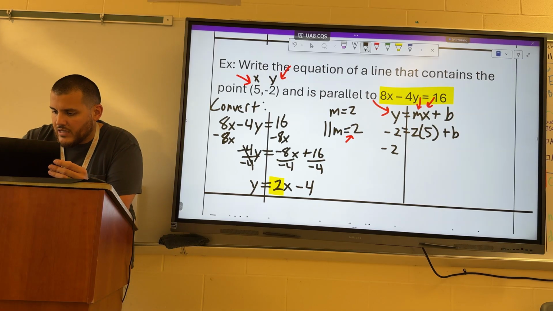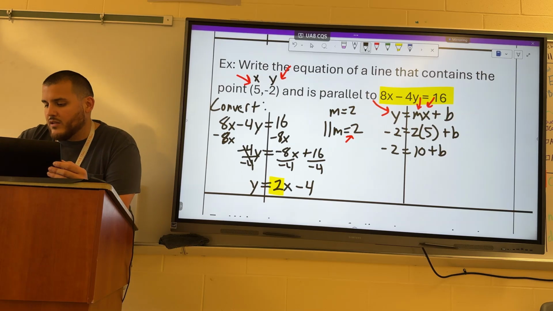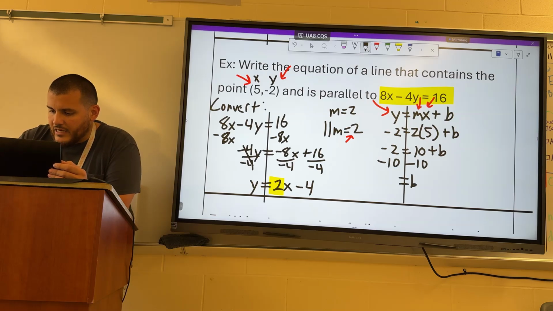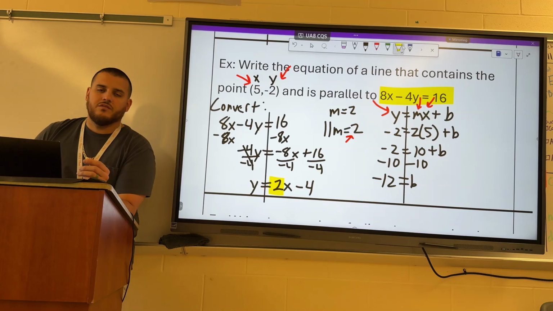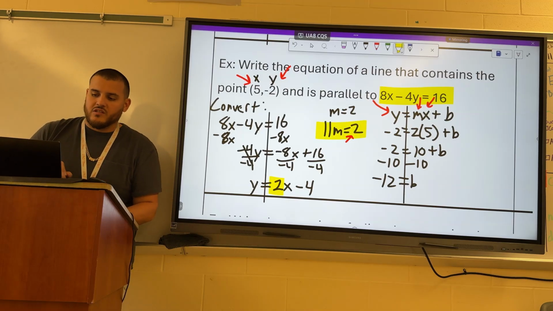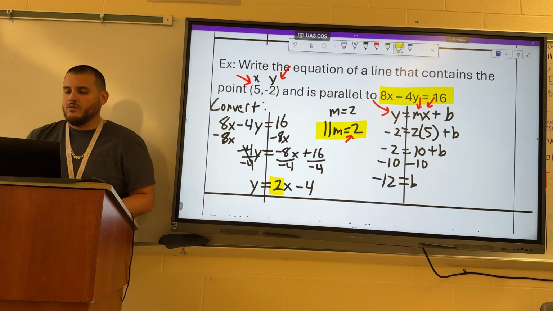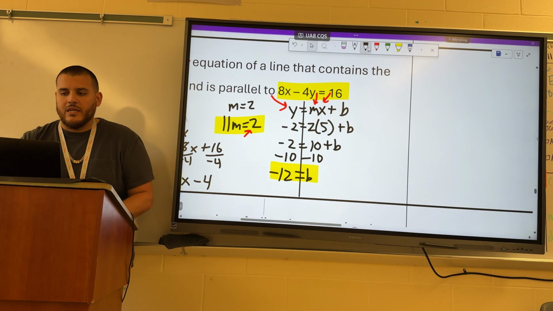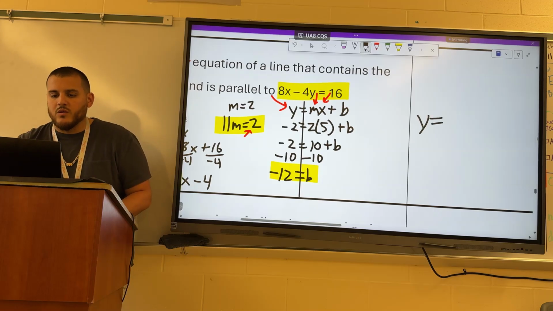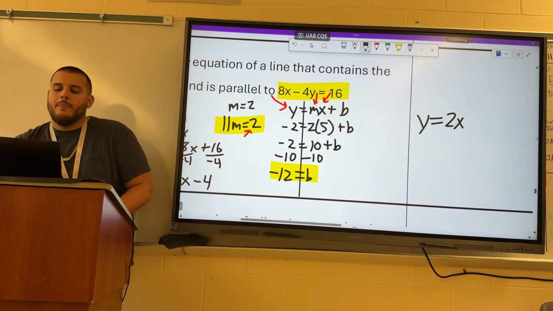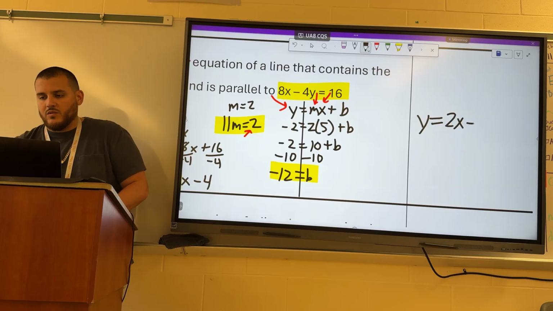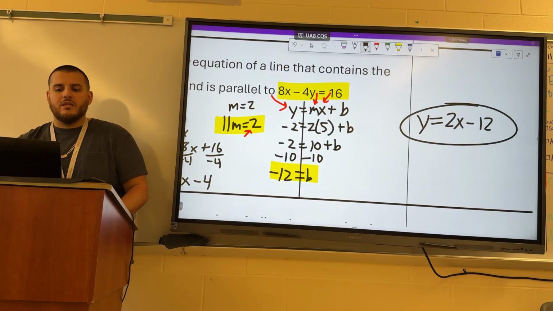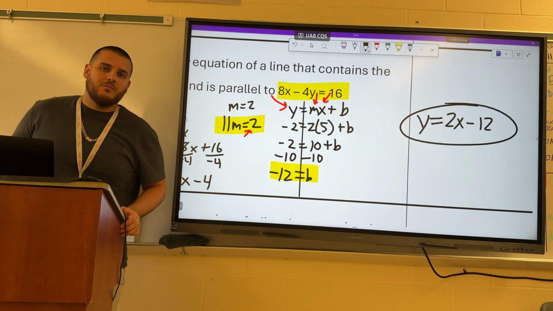So still -2 on the left. We have 2 times 5 on the right to give us +10. We get b alone now by subtracting both sides by 10. We get a y-intercept of -12. And again, we've determined the slope of our line needs to be 2, and we've determined our y-intercept is -12. So we can now write that equation. y equals m, which we know is 2, x plus b, and our b is -12, so -12. That would be the line parallel to that standard form equation.